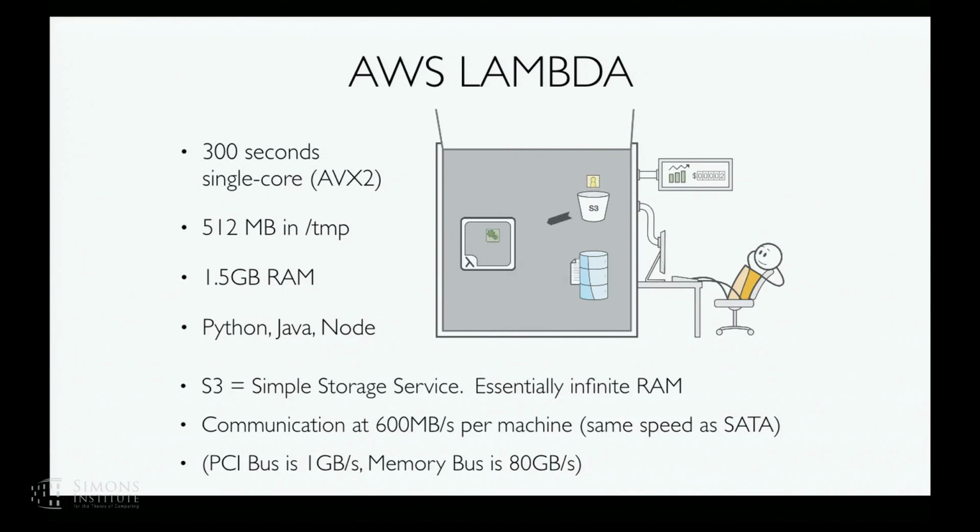S3 is actually the part that I'm most interested in. It's something called the simple storage service, and it's essentially just infinite RAM that they charge you money to keep occupied. So I'll talk about the money there in a second. What's interesting is this weird blob storage: you have 600 megabytes per second per machine, which is the same speed as serial ATA. It's a little bit slower than a PCI bus. But I get that per machine, and I can get lots of machines.